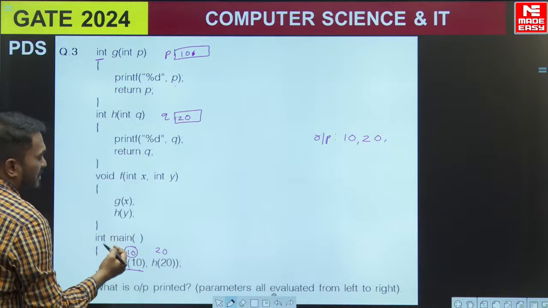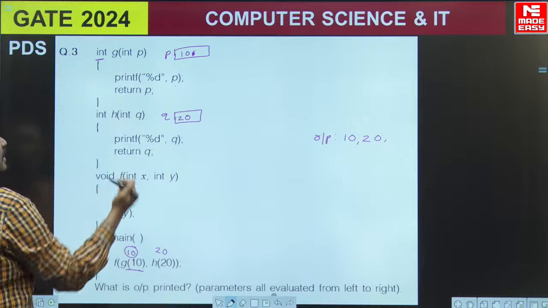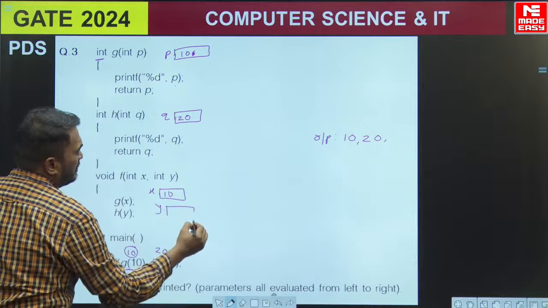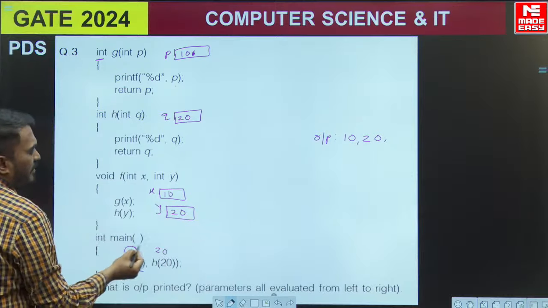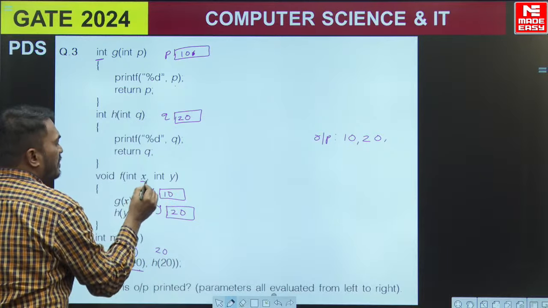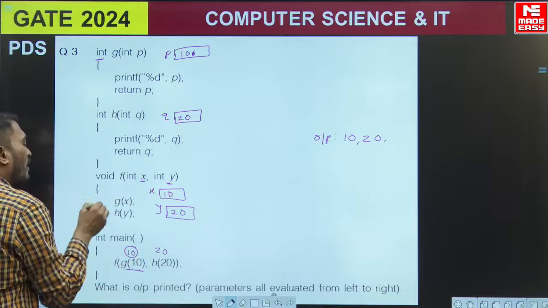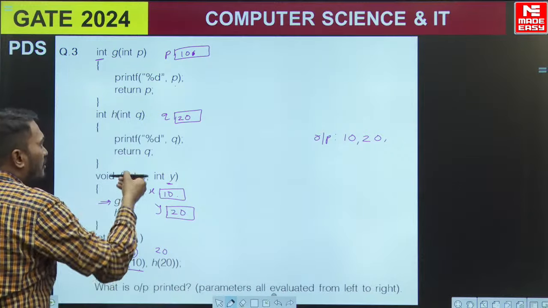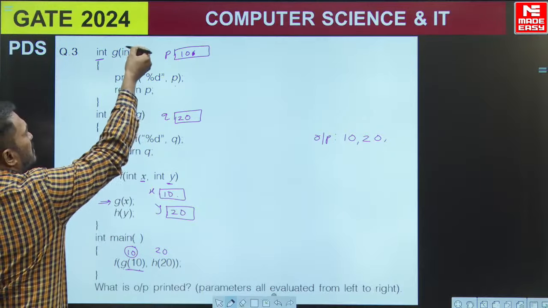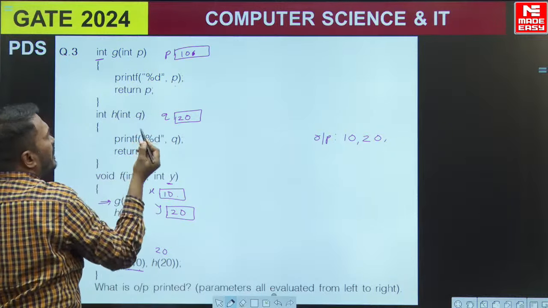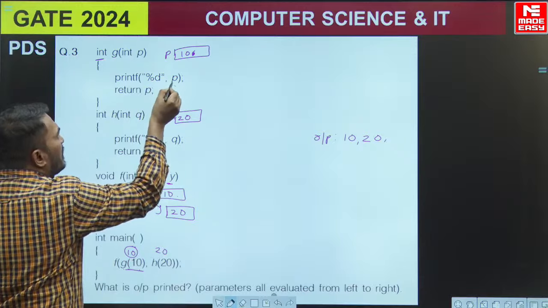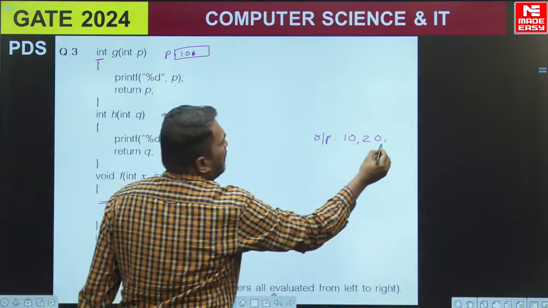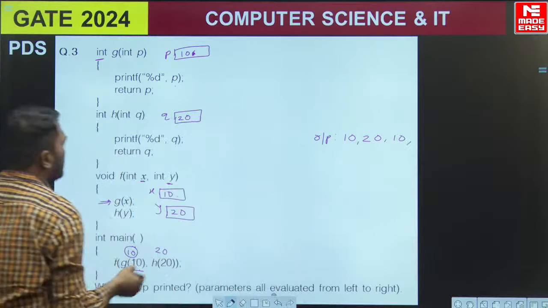Now you need to evaluate function f. In f also, what are we passing? We pass 10, 20. In function f, 10 is passed, so x gets 10 and y gets 20, because the first parameter is 10 and the second parameter is 20. The first one comes into x and the second one comes into y. So it is again calling g of x. Function g is called with x, whose value is 10, so 10 is received into g. In function g, again the p value is 10 only. Now again printf %d of p, what is the p value? That is 10 only, because 10 was passed. So again the output is 10.